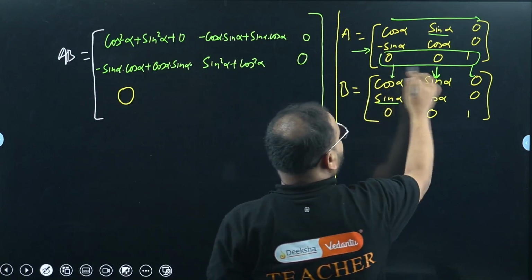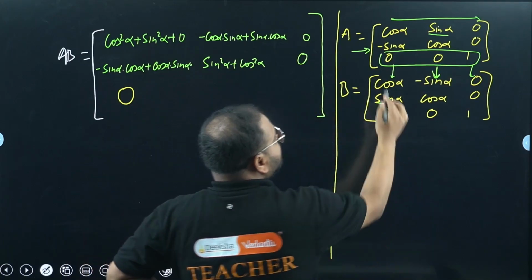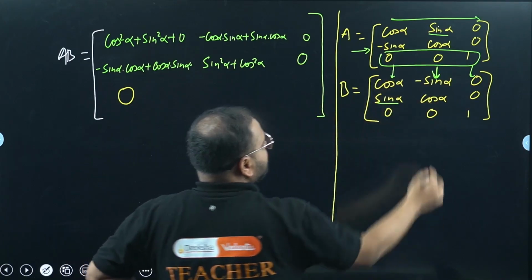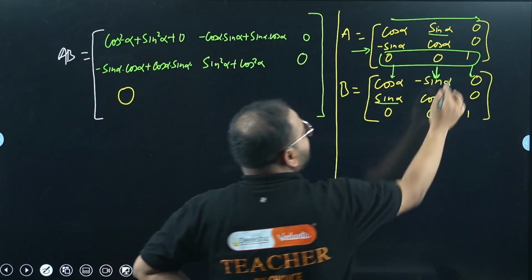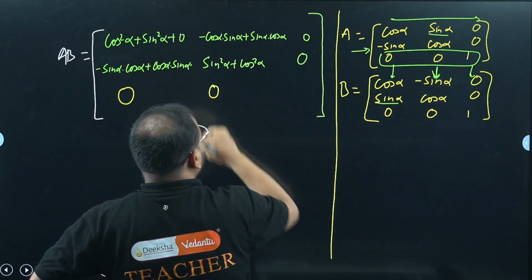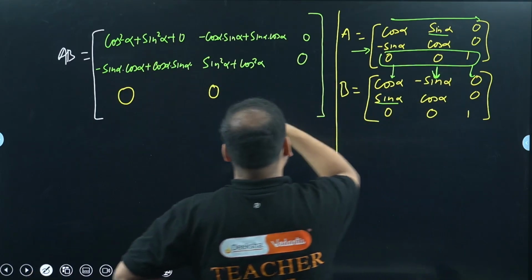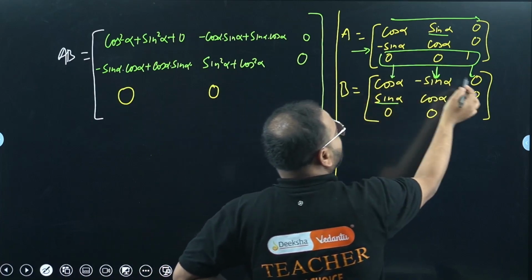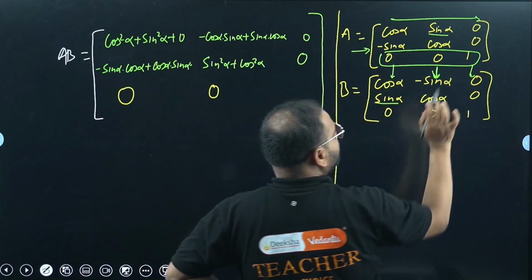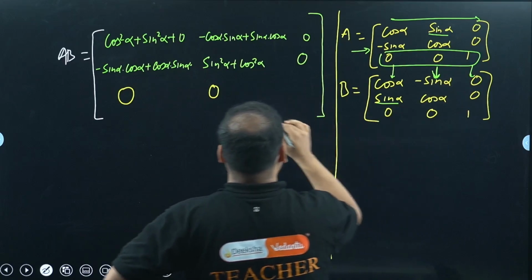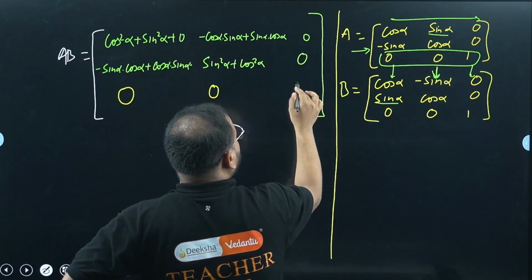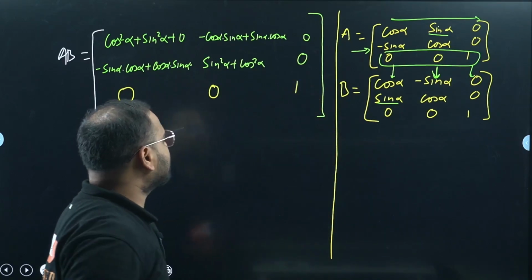Second one, third row, second column. 0 into sin 0, 0 into cos 0, and 1 into 0. Again 0 only. So we got the second element also. Now third element, 0 into 0, 0 into 0, and 1 into 1. So 1. So I'll have 0 plus 0 plus 1, which is 1.